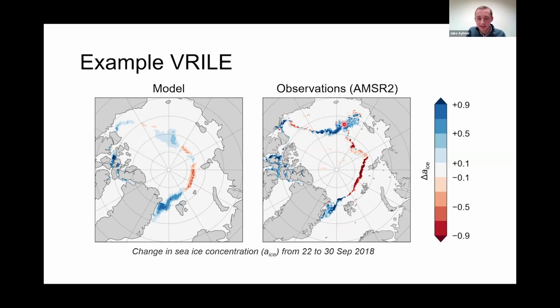And obviously there's some biases in certain regions. But the fact that the model is generally picking up this increase and decreasing pattern around the edge of the sea ice gives us some confidence that the model is responding appropriately to the atmospheric forcing, which is what we're primarily interested in.